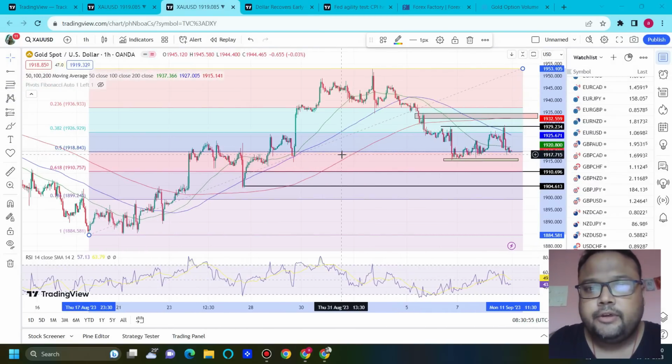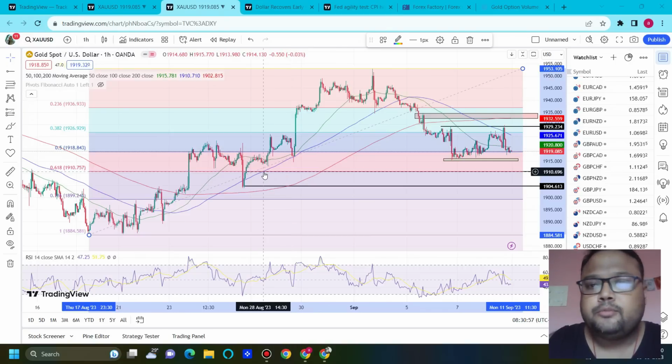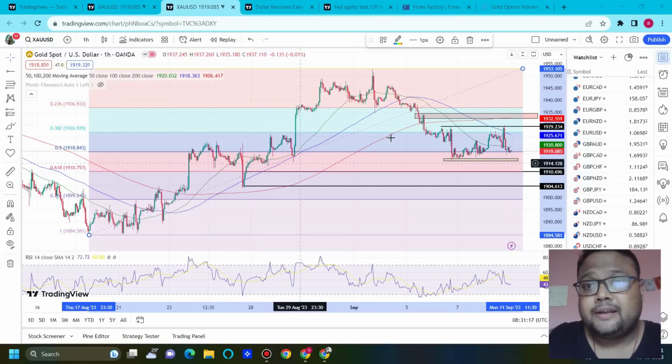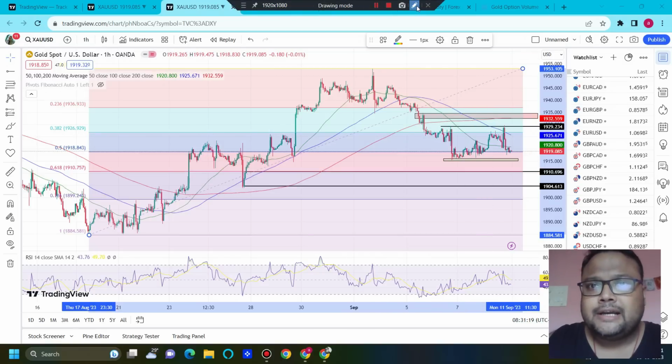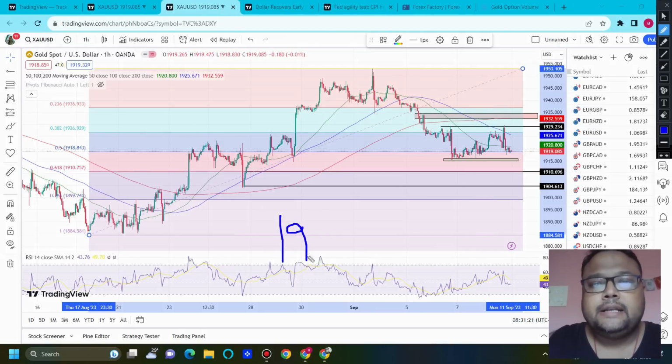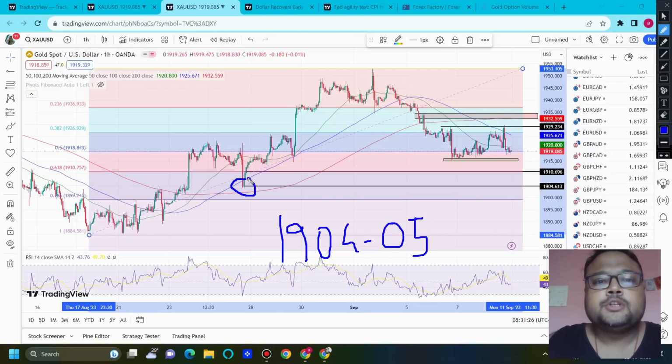See, we have drawn Fibonacci here, and 1910 is the Fibo 61.8% retracement level. Overall, the Fibo has been doing a fine job, so definitely we can expect that Fibo 61.8% will also be doing its job. If not a complete trend reversal, at least we can expect a bounce of 50 to 60 pips if the market hits the 1910.5 level and bounces. And after that, the third support is around 1904 to 1905 because of this strong price rejection from below.